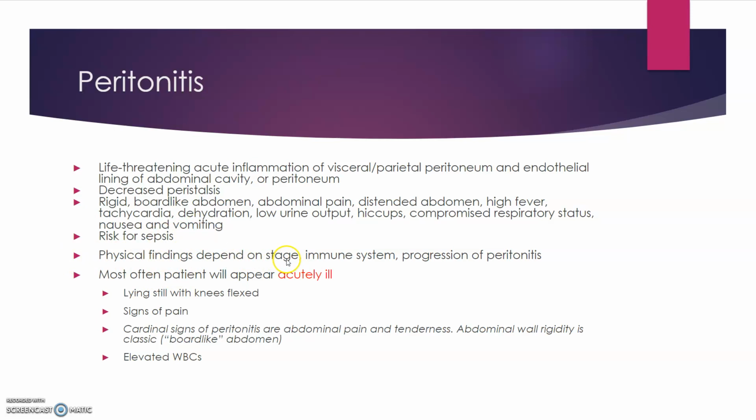Physical findings are going to depend on how sick they are, but most of them look sick. They're going to lay there still. Knees are going to be flexed because their abdomen hurts. They'll have signs and symptoms of pain, and that board-like abdomen is a big key for this one. If you do a CBC, you will see that their WBCs are elevated.